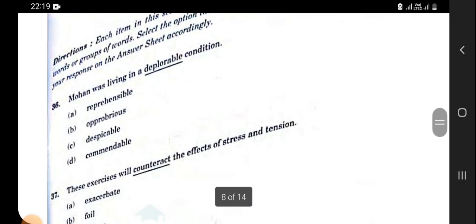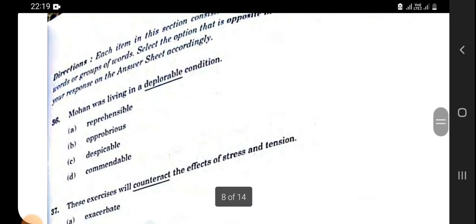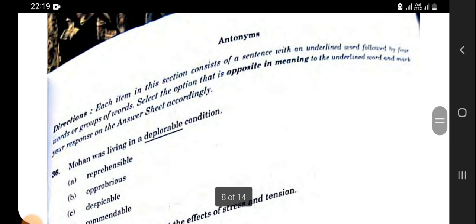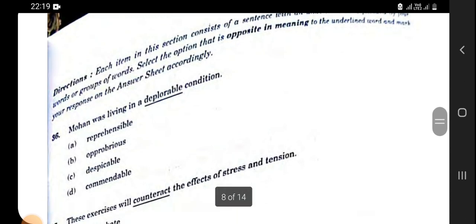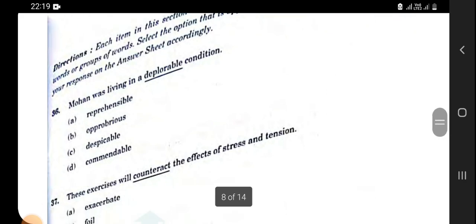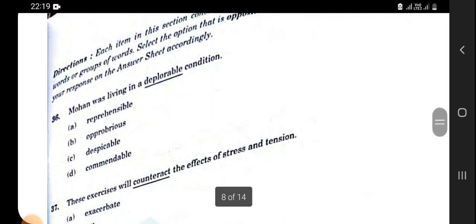The next part that we have is antonyms. We are having 5 antonyms over here. The first one: Mohan was living in a deplorable condition. The meaning of the word deplorable condition means very pathetic or wretched condition. So the answer will be D, commendable, as these are antonyms.